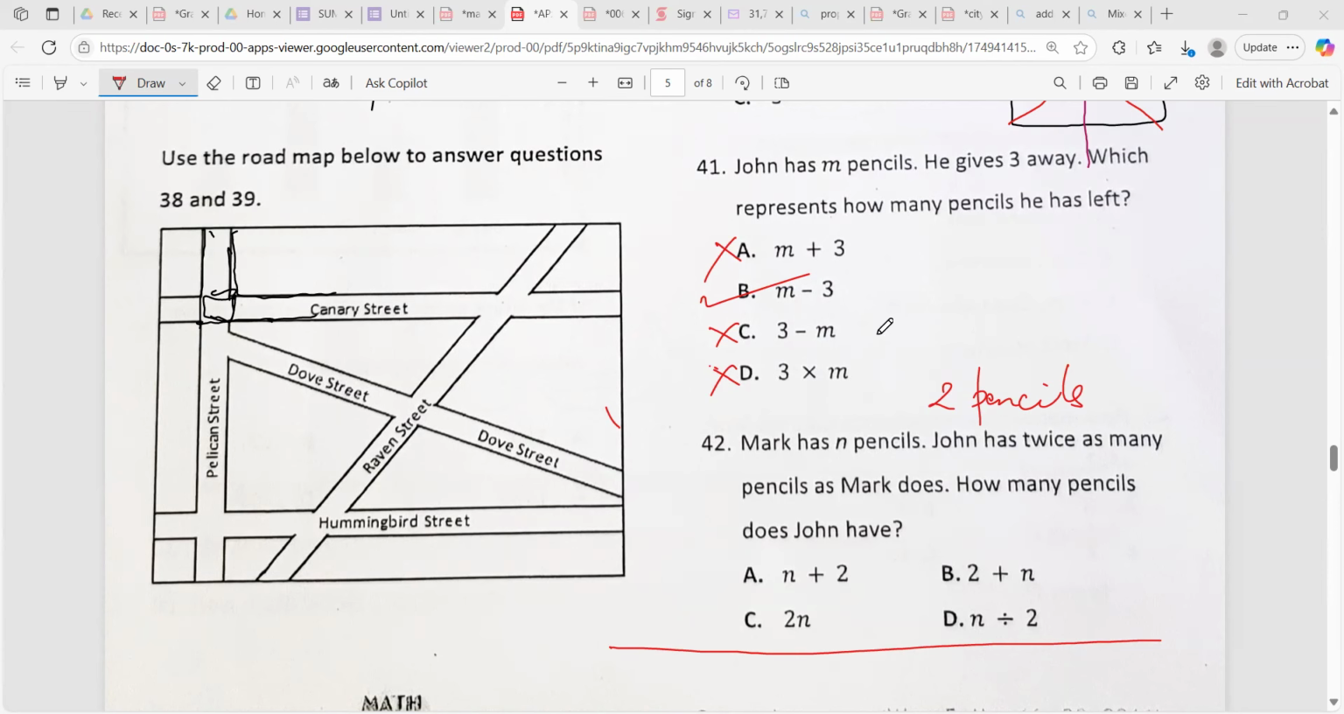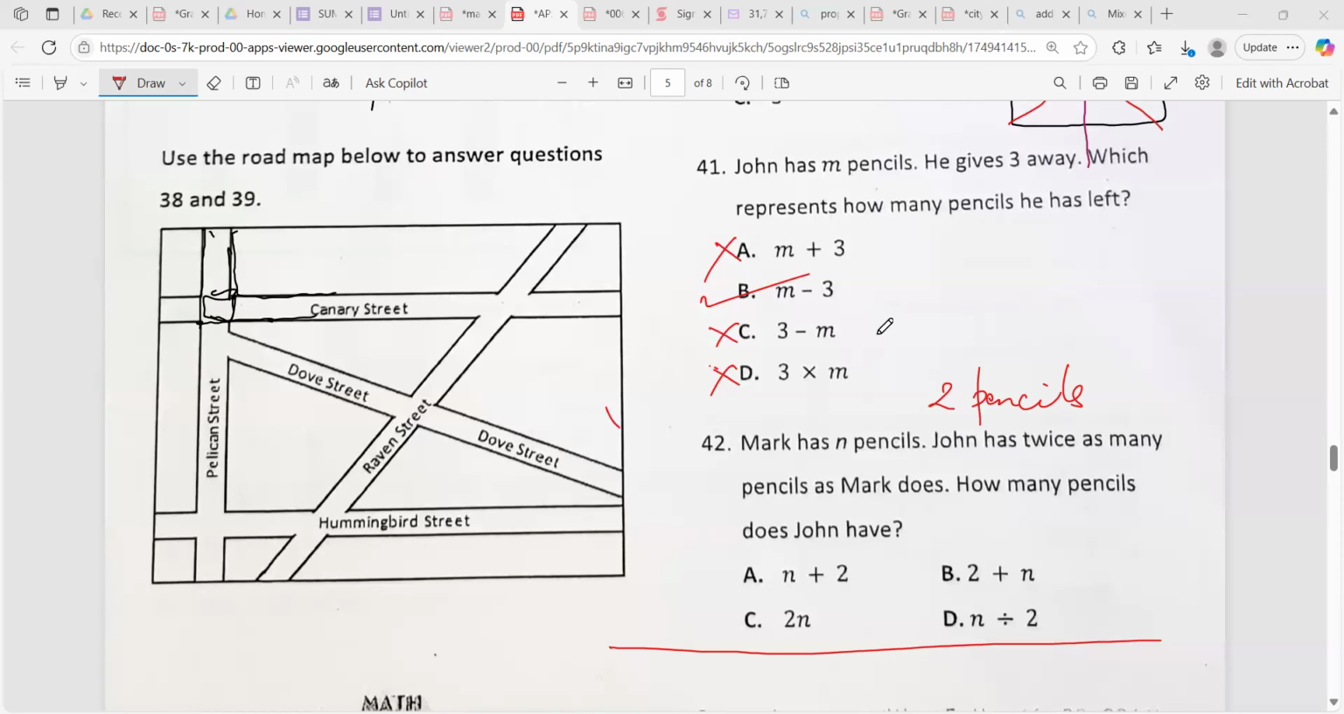What do you think? Go ahead, Kevardo. Can I go? Yeah, go. Okay, so my answer is C because n plus n equals what John has. So that's 2n. All right, very good, very good.